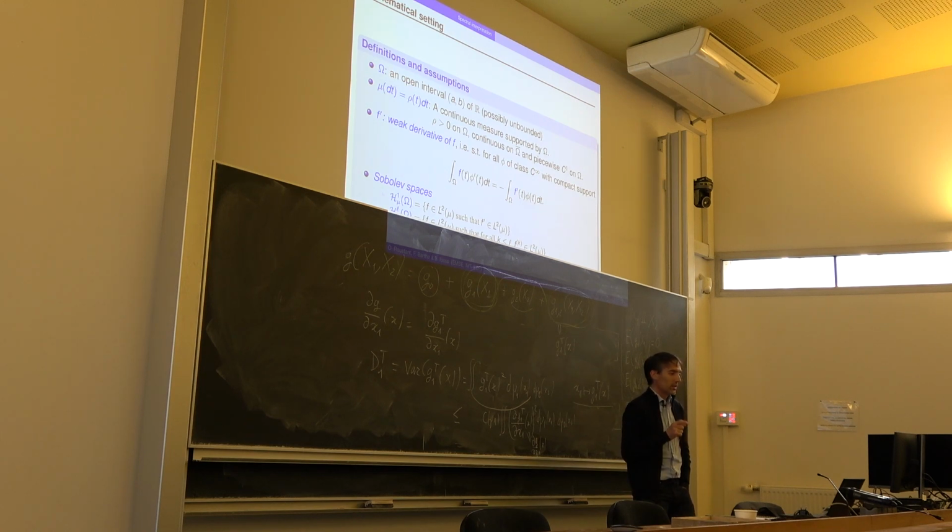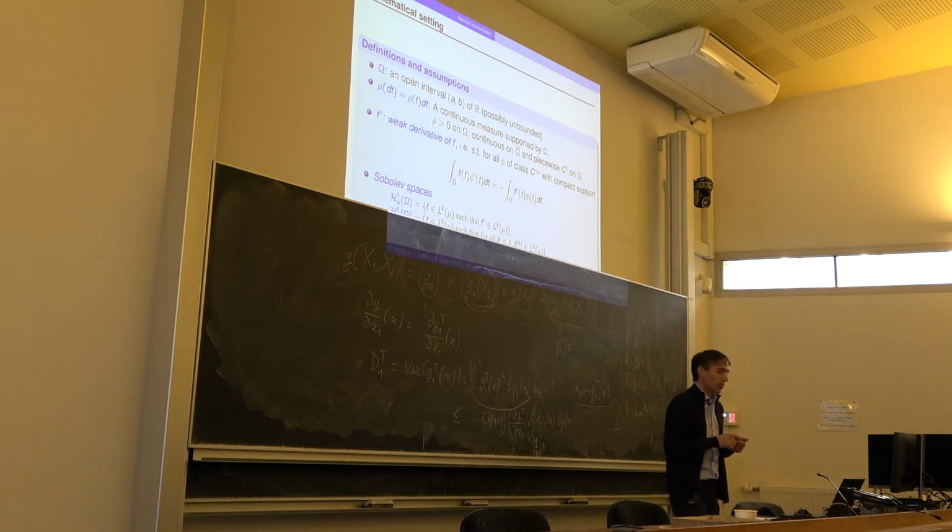And you will assume that your probability measure has a density that does not vanish on the interval. So this is very important. And so it is bounded below and above by some constant.